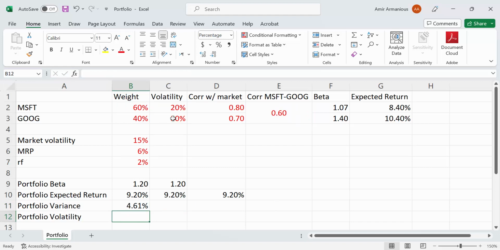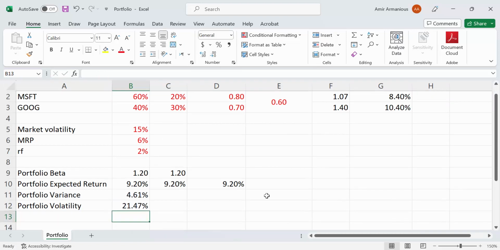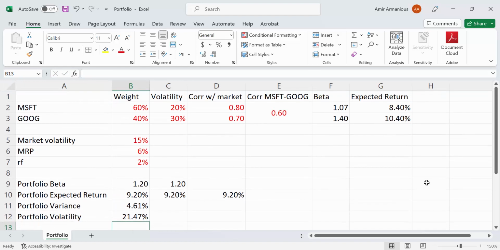Then we would like to estimate our portfolio volatility, or portfolio standard deviation, and this will be the square root of the variance. Get the square root, choose the variance, close bracket, and this will give us a portfolio volatility of 21.47%.